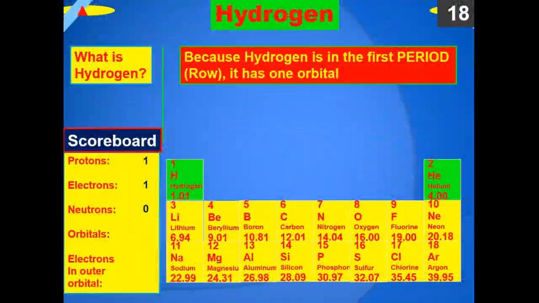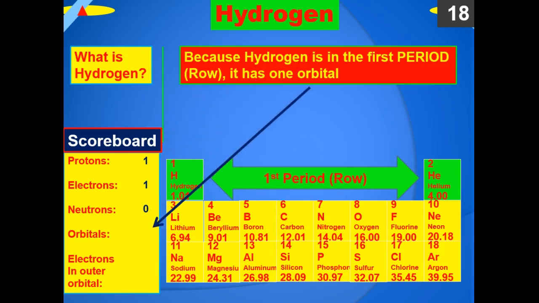Now, as you look, you should have your periodic table right there in front of you, and if you look at it, hydrogen and helium are in the first row of the periodic table. This is a very important point to understand. The first row represents the first orbital. The second row, which is really technically called a period, represents the second orbital. The third row or period represents the third orbital, and so on. Since hydrogen and helium are in the first row, that means they each have one orbital. We're really interested in hydrogen though right now, so we're going to go ahead and fill in our scoreboard and put a 1 there.